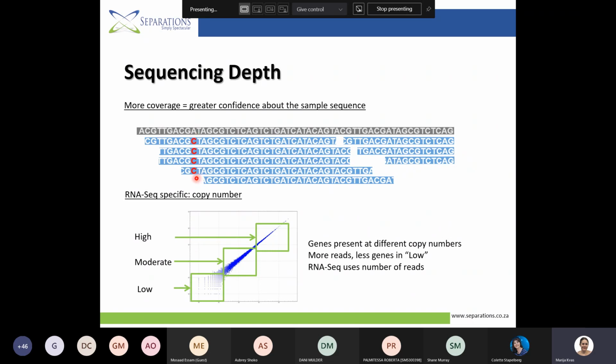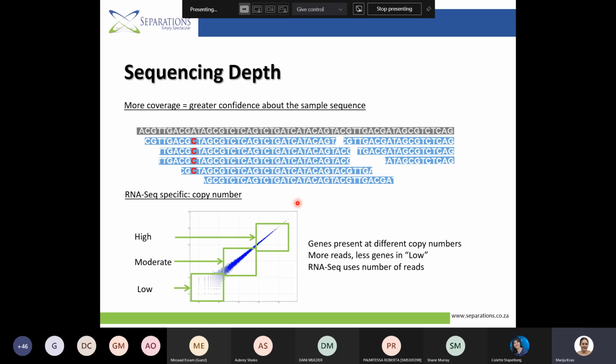And because genes are present at different copy numbers, we also need to sequence deeper. When we sequence, count and normalize this, we need to understand what is going on and with what confidence we can call this. This graph is just to illustrate: if we have a lower amount of reads, we would think that genes are maybe less expressed. But if we have an increased number of reads, then those lower expressors, we can actually realize that they are not lower expressors.